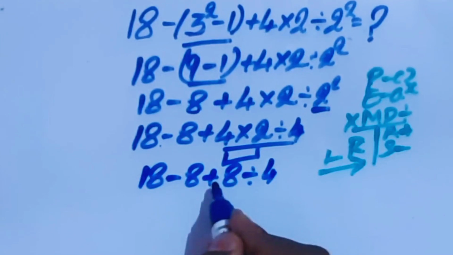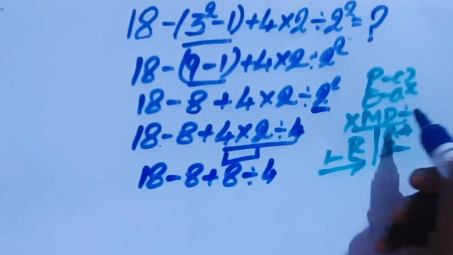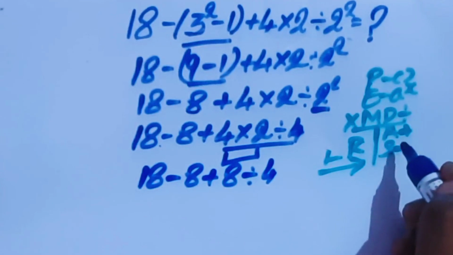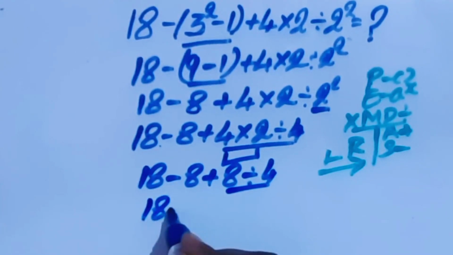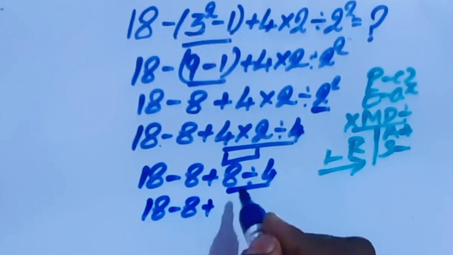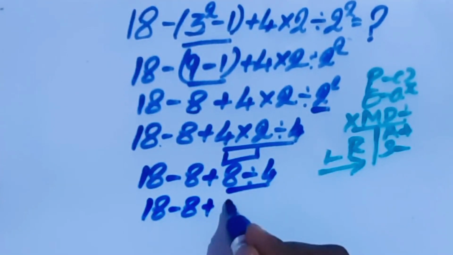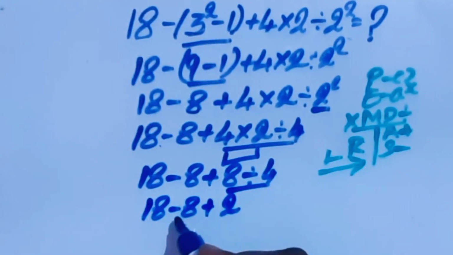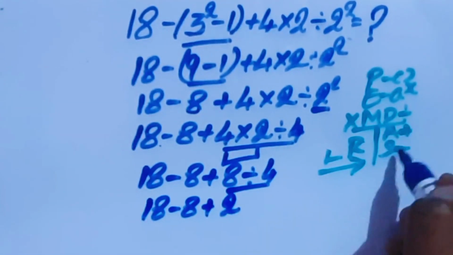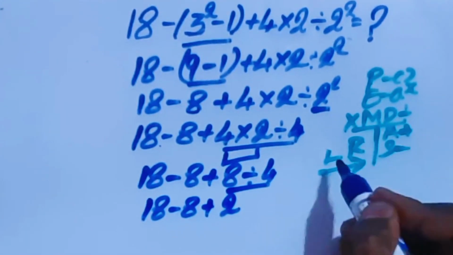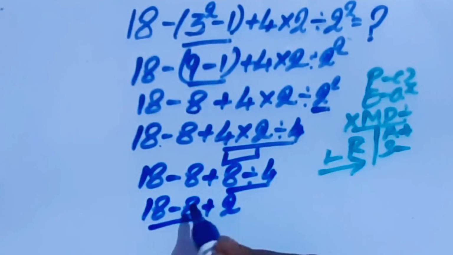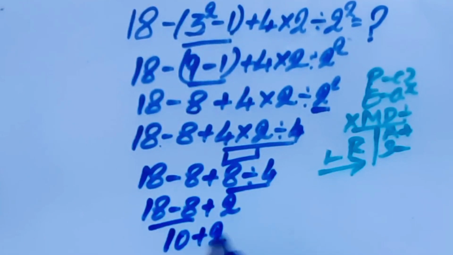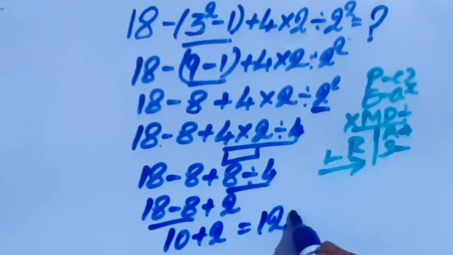Here we have subtraction, addition and division. Division is higher priority than this addition and subtraction. So we have to do this division before this addition and subtraction. So 18 minus 8 plus, here 8 divided by 4 is 2. Here we have subtraction and addition. Here both are equal priority, addition and subtraction. So we have introduced this left to right. Here left to right is 18 minus 8. 18 minus 8 is 10, plus 2. 10 plus 2 is 12, which is the correct answer.